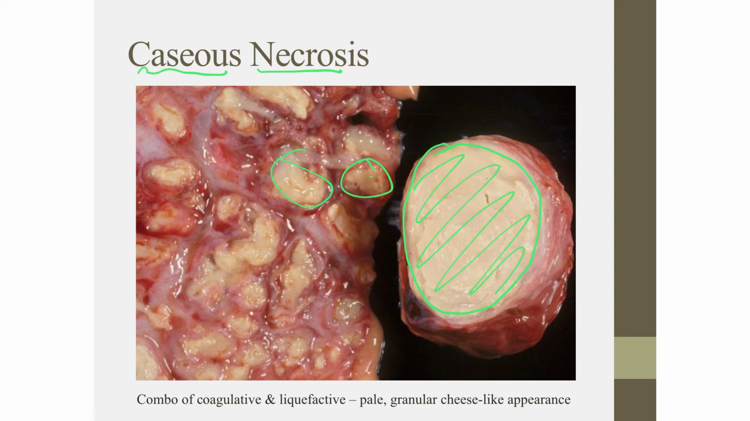And caseous necrosis is a combination of coagulative, so that immediate tissue death, but also liquefactive in that there's hydrolytic enzymes here breaking down the cells, and we can see the shininess, this wetness of the tissue. And so again, this lets you know that we have a relatively recent death, but definitely longer than coagulation necrosis.